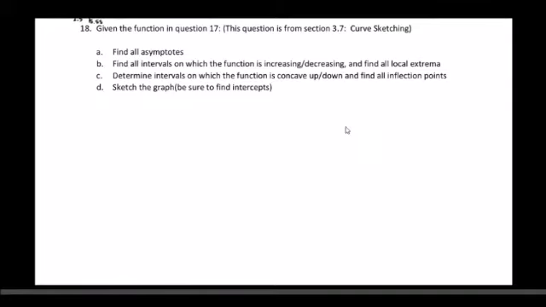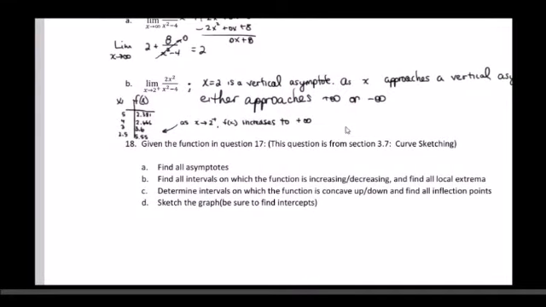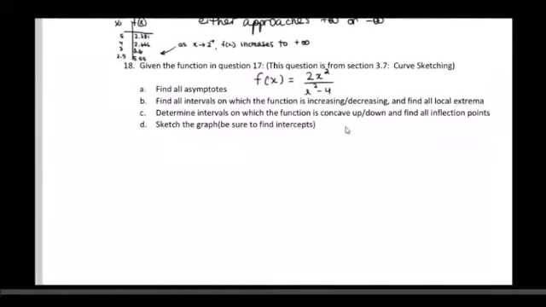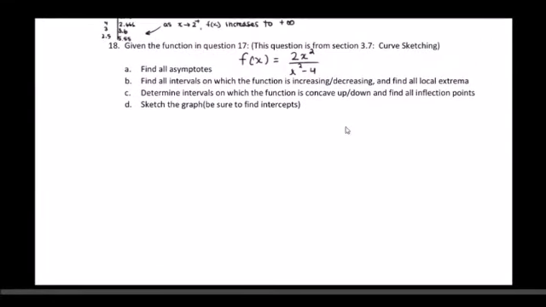Okay, question 18 refers back to the function in question 17. So f of x equals 2x squared over x squared minus 4. That's the function that we're ultimately going to be taking derivatives of, graphing, all that fun stuff.